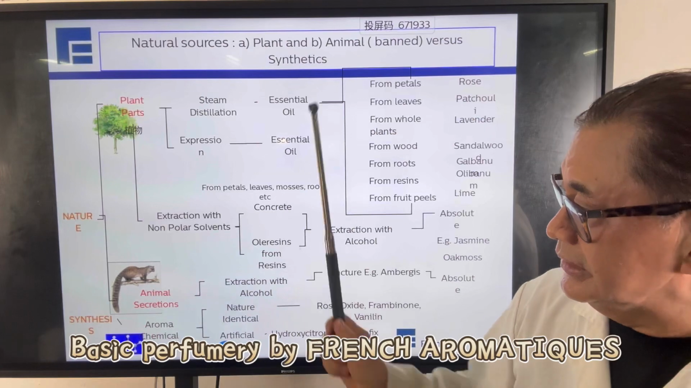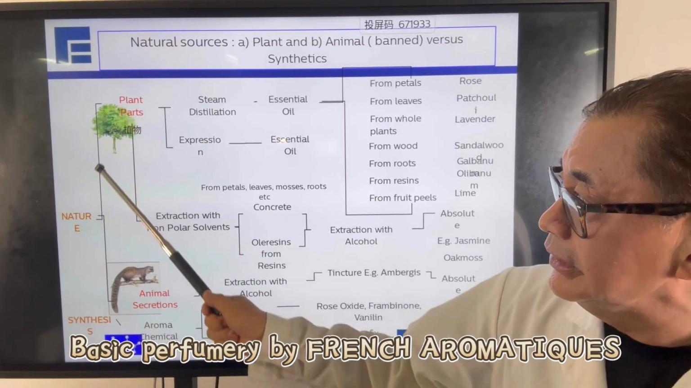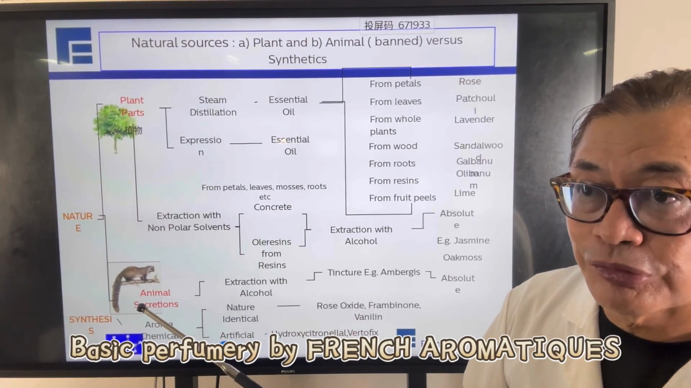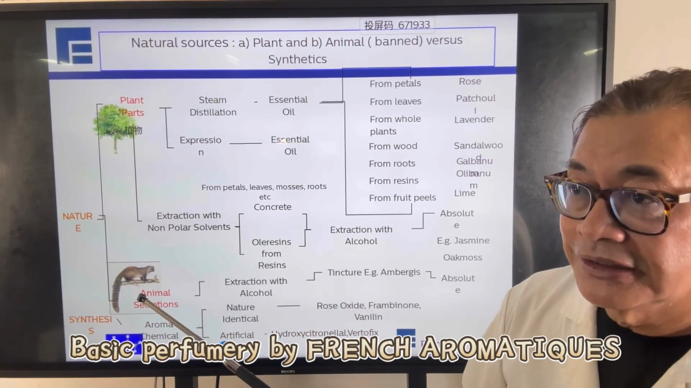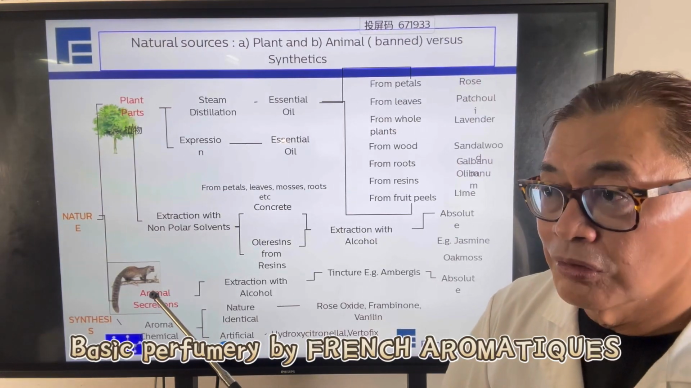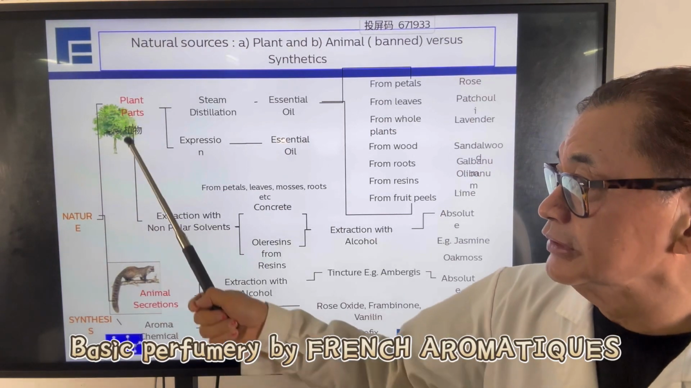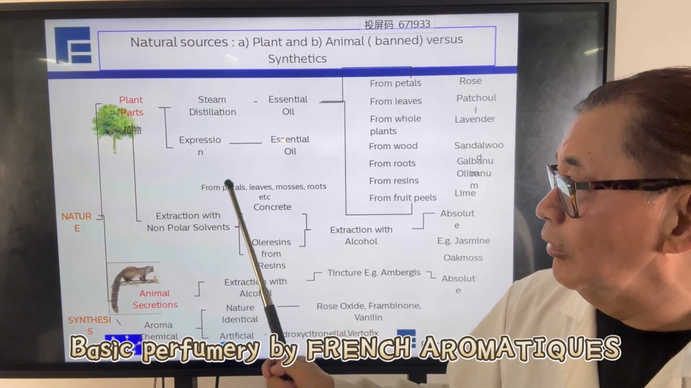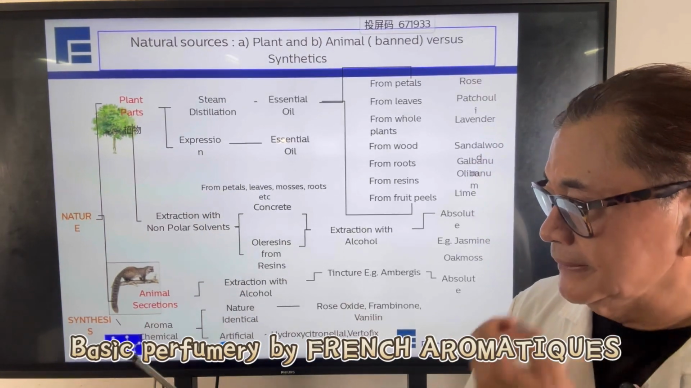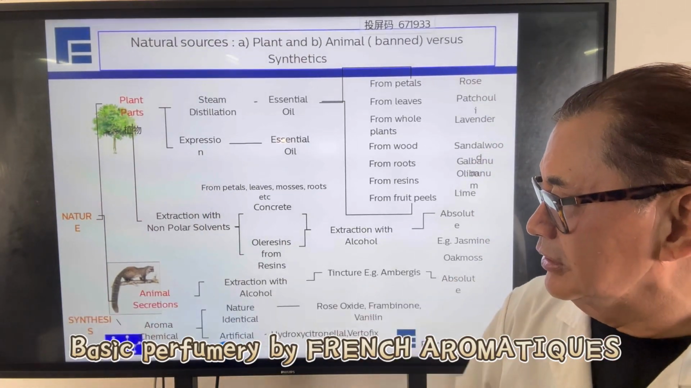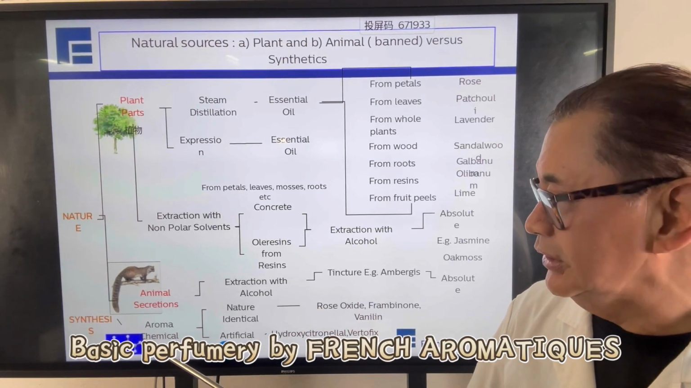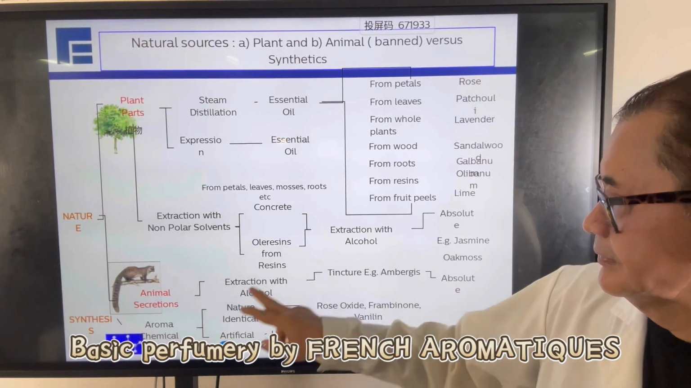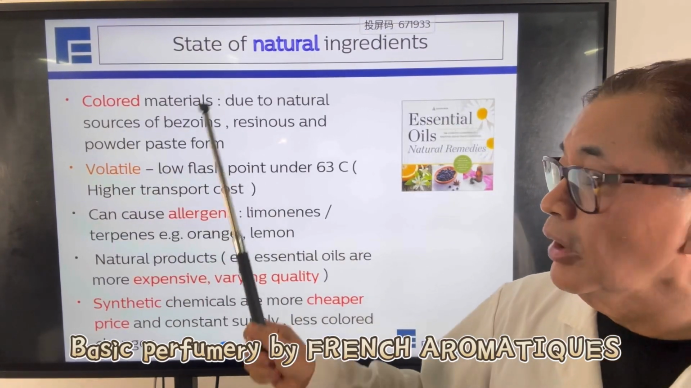In a simple format, the natural part used to come from animals, but now because of cruelty, this is banned. Musk, or also civet, that's banned already. So now it all comes from plants. It could be steam distillation, expression, or solvent extraction. The synthetic side is purely from the laboratory, and so you can have the nature-identical and the artificial ones.